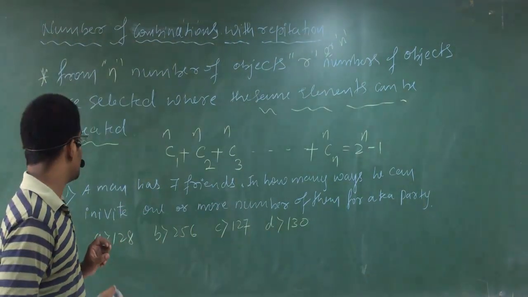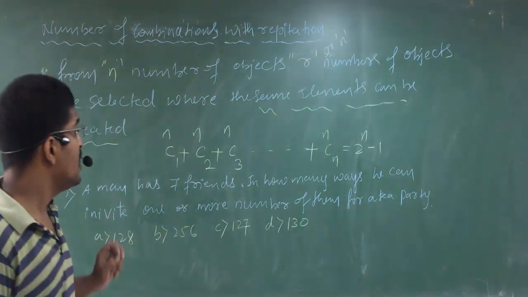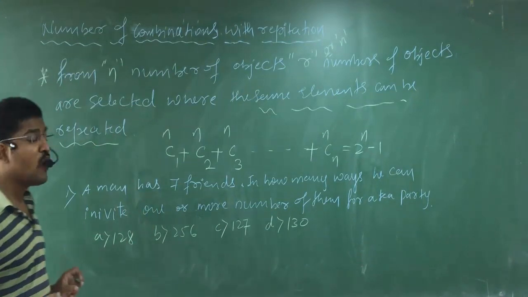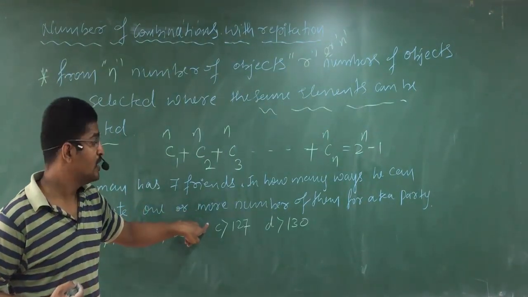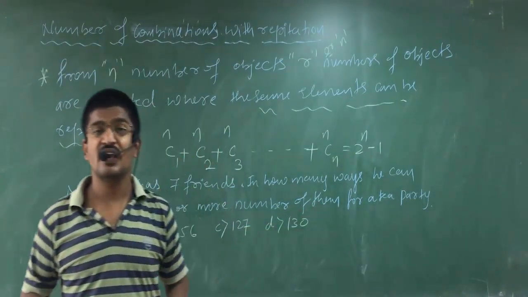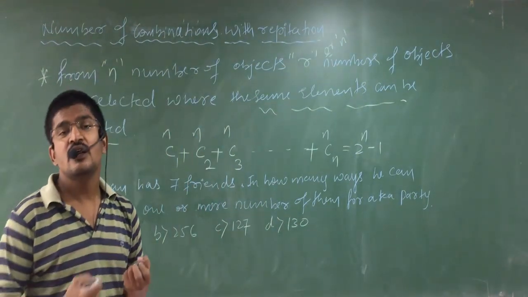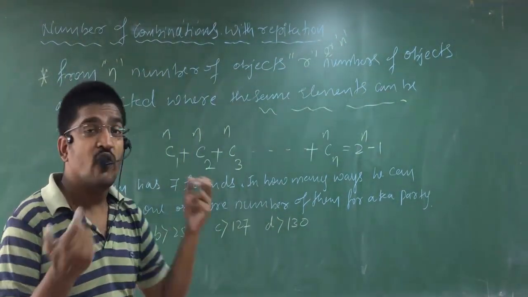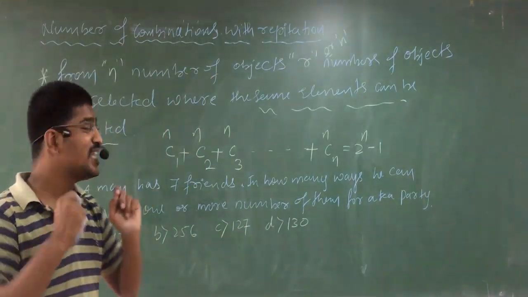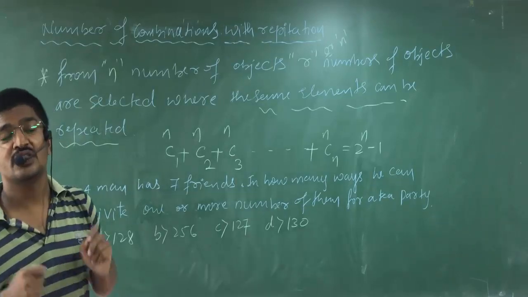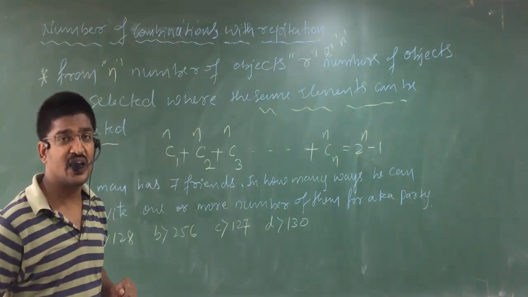For that one party, a man has 7 friends. Out of that 7, how many ways are there to invite one friend or more than one friend? Clear? That means out of 7 friends, he can invite one friend or more than one friend for a tea party. Then how many ways are there to invite those particular friends to his tea party, he is asking. Are you getting my point?